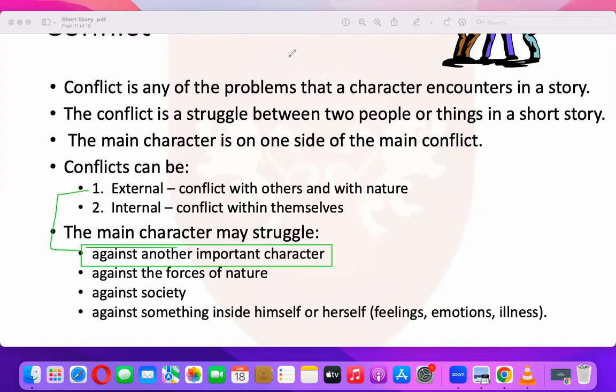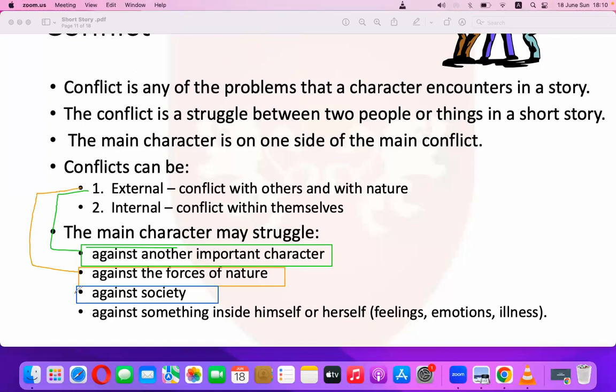Okay, let's go to number 2. Against forces of nature. It's also external, correct, also external. Let's go to number 3. Against society. What do you think? External or internal? Internal. Why?